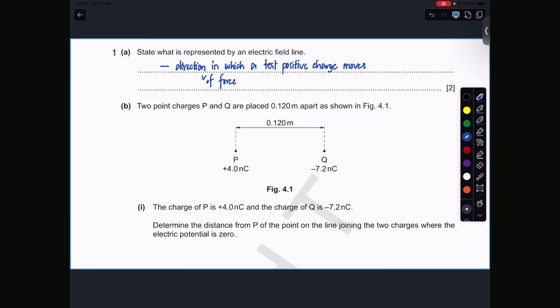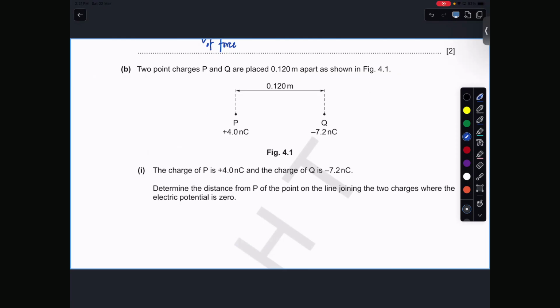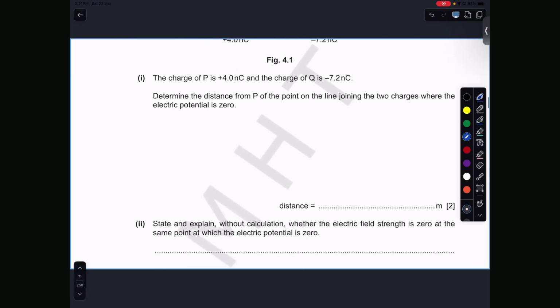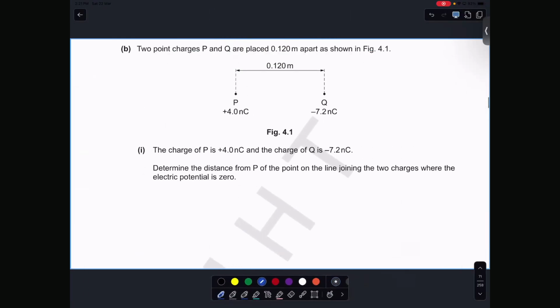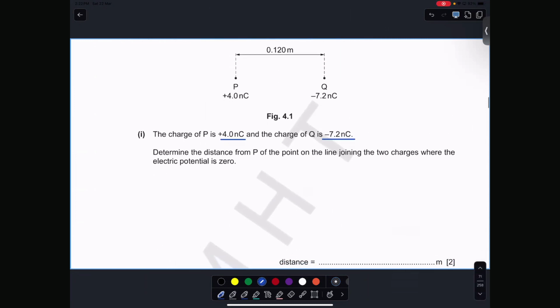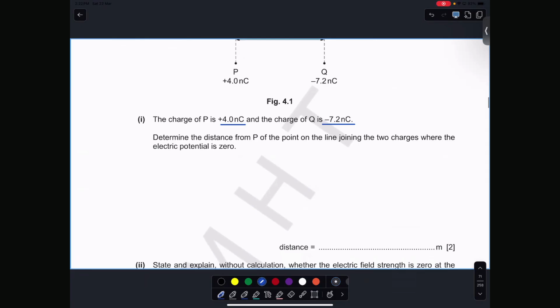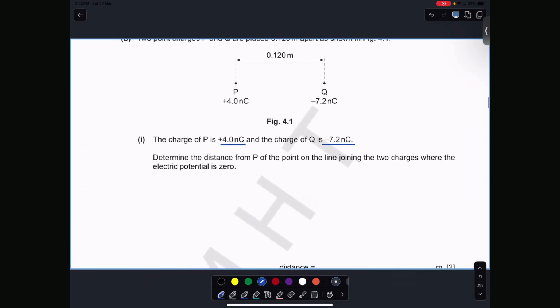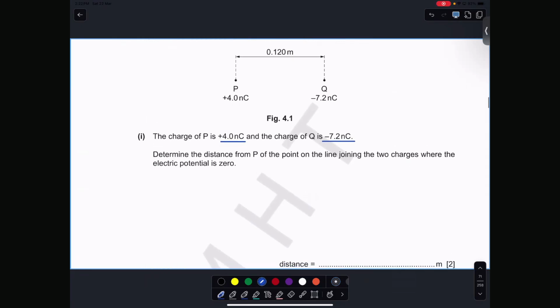Okay. আচ্ছা, so তোমাদের প্রবলেম মনে হচ্ছে বি তে কিছু ইস্যু আছে। বি 1 2 3 সবগুলোতেই কোশ্চেন পেলাম। আচ্ছা, it says that two charges P and Q are placed 0.12 meters apart as shown in the diagram here. The charge P is 4 nanocoulomb and Q is -7 nanocoulomb. Determine the distance of P from point on a line joining the two charges where the electric potential is 0.